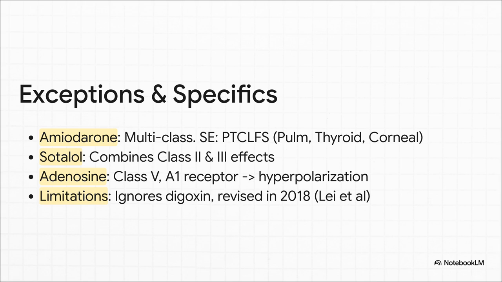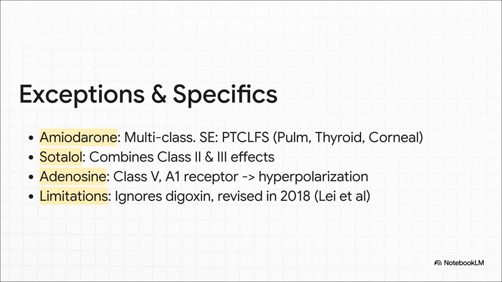Then we have adenosine, a Class V agent. Its mechanism is just beautifully specific. It binds the A1 receptor, which couples to the G protein. This triggers the IK-ACh or GIRK channel current, causing massive cellular hyperpolarization. This sudden hyperpolarization terminates the arrhythmia, and its half-life is an incredibly short 10 seconds.